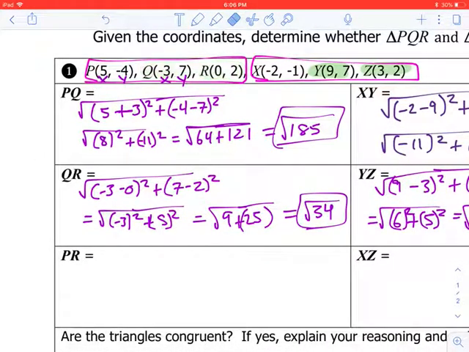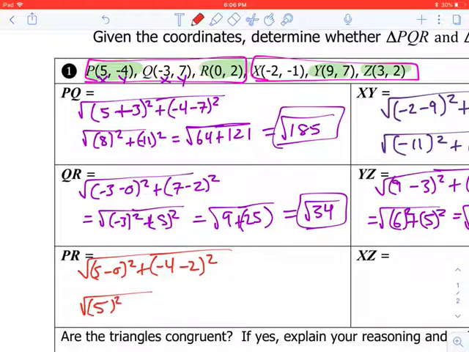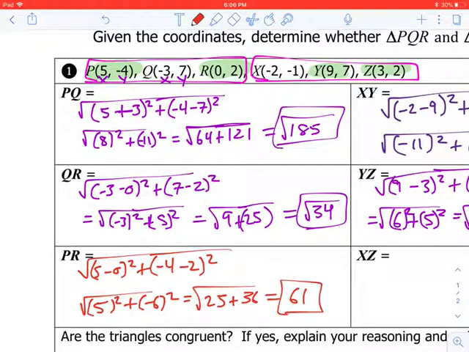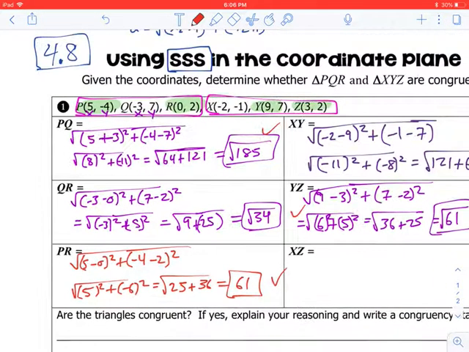So last two, I'm going PR. Okay, so this is 5 minus 0 squared plus -4 minus 2 squared. And so look what I get, 5 squared plus negative 6 squared. And so what I end up with, 25 plus 36, is indeed 61. Okay, so those two matched up. These two matched up. And those two matched up.